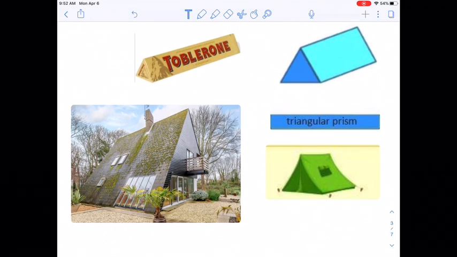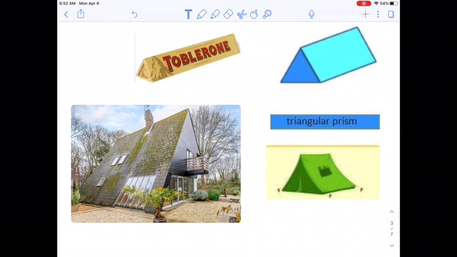How about triangular prisms? Are all of these triangular prisms? Do they have 5 faces? Are 2 of the faces triangles and 3 of the faces rectangles? They are. But did you notice they're not the same color? Did you notice that they're really not the same size? I've never seen a candy bar that's this big as a house. That might be yummy, but I don't think I could eat it all. So their size doesn't decide whether or not they're a triangular prism.